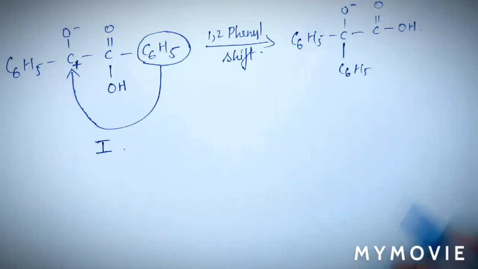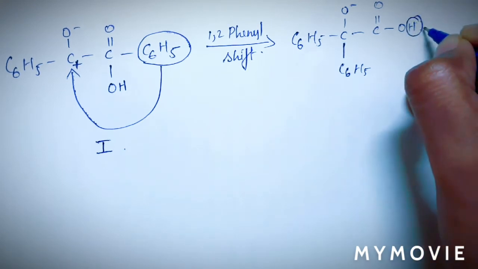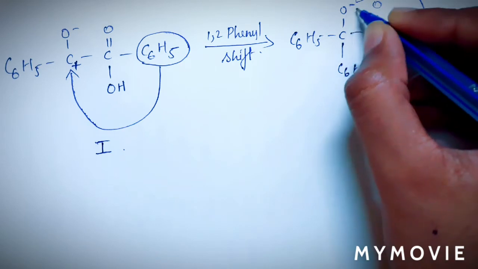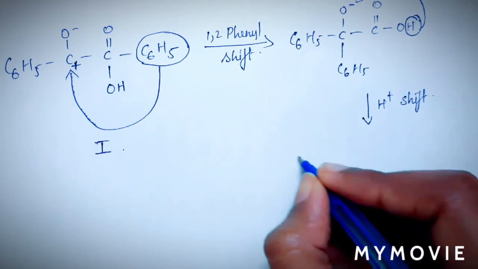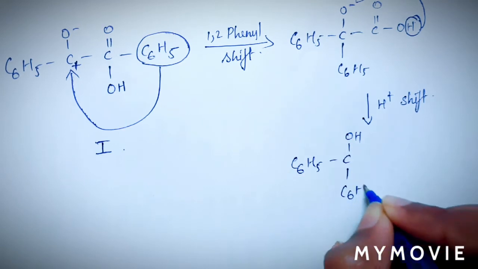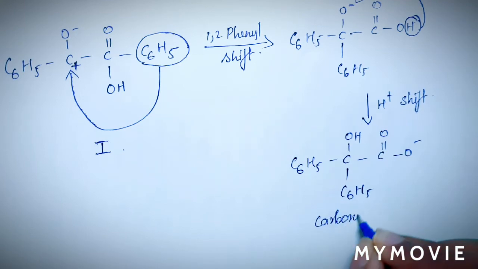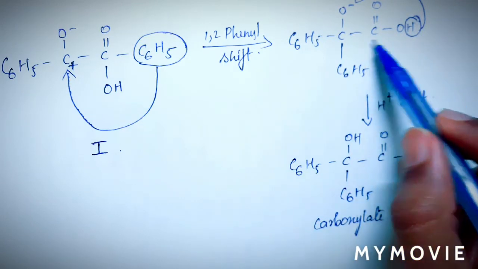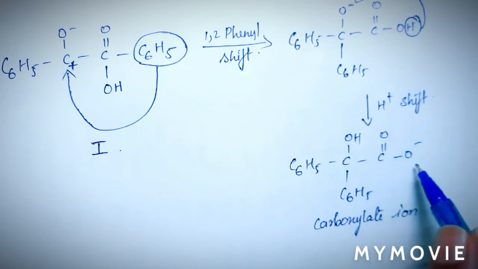Next step is the shift of hydrogen. Hydrogen will shift from this oxygen atom, that is, it will leave this oxygen atom and it will go towards this oxygen atom to nullify the negative charge. So H plus is shifting. So what will you get? You'll get C6H5, C double bond O and O minus. This is called a carboxylate ion, because it's a carboxylic acid group losing one proton, so it will form an ion. That's called a carboxylate ion.